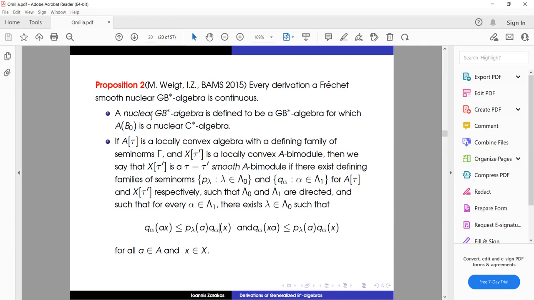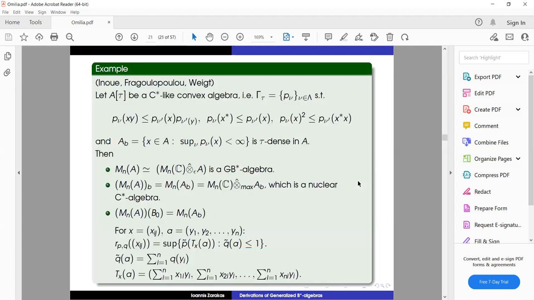So smoothness and nuclearity are these two terms here in this slide. Examples of a smooth GB* algebra and of a nuclear GB* algebra, since we brought into the table these two terms. As for nuclearity of a GB* algebra, this is an example that comes from a paper of Inoue, Fragoulopoulou, and Weit.